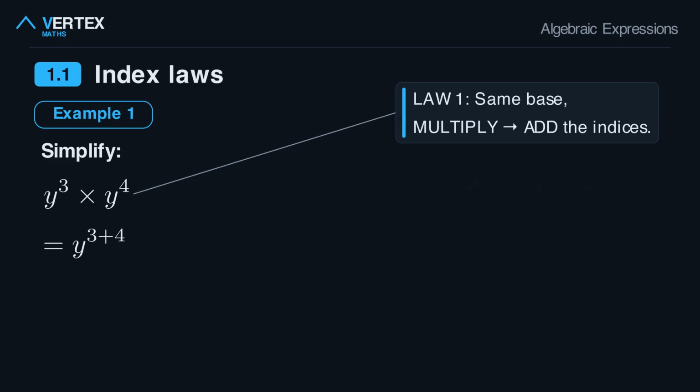The common mistake is to multiply the indices, but multiplying is law 3, which only applies when a power is raised to another power. So here we're going to add. 3 plus 4 is 7, giving y to the 7th. Let's verify. y cubed is 3 y's, and y to the 4th is 4 more, so that's 7 y's altogether.